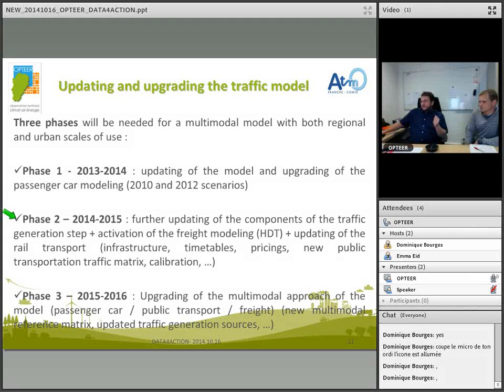But in the year to come, we will also focus our attention on a module we haven't been using yet, which is the heavy duty truck model, because there is a freight model we can use in this model. And we will also have to do a lot of work on the rail transport updating. It hasn't been done yet mostly because of limited time and availability.